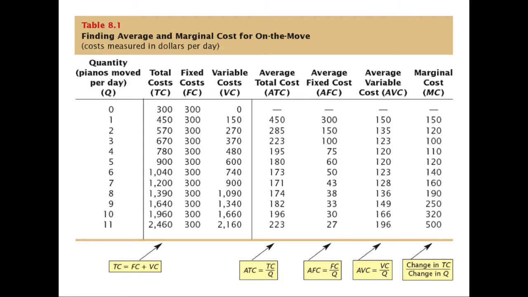From this table, we can see that 1. The fixed cost stays constant. The fixed cost is equal to 300, regardless of the quantity of pianos moved per day. 2. The average fixed cost continuously declines as the quantity is increased.